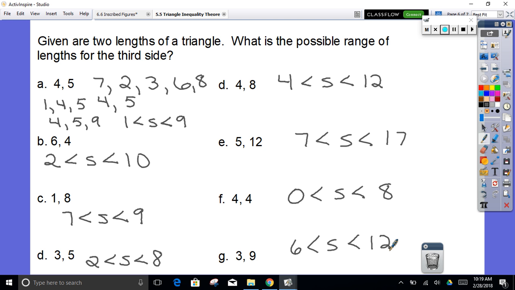What's your question? Can you write it backwards, like 12 that way and 6 the completely opposite way? So you're saying, could you write it this way? As long as your signs are going the other way. But it's better to just keep it the same way.